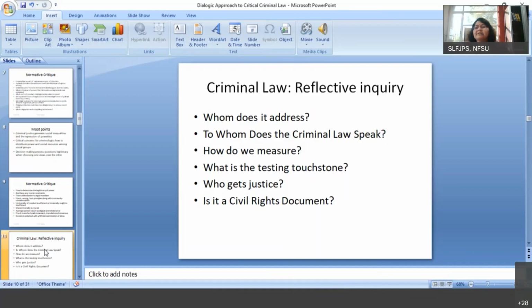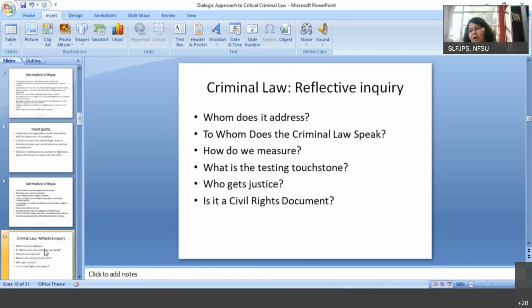When we talk about the legitimacy, they must be speaking to someone. They must be communicating to someone. They must be directing to someone. Whom are they speaking to? Are they speaking to common people? And how do we measure the legitimacy of a particular law? And what is the testing touchstone?